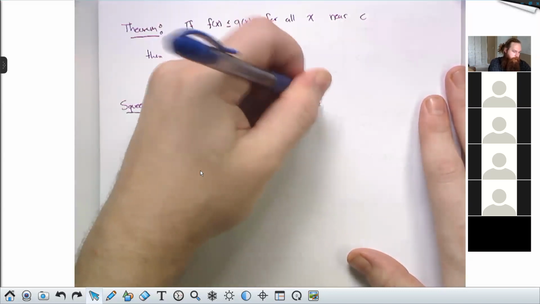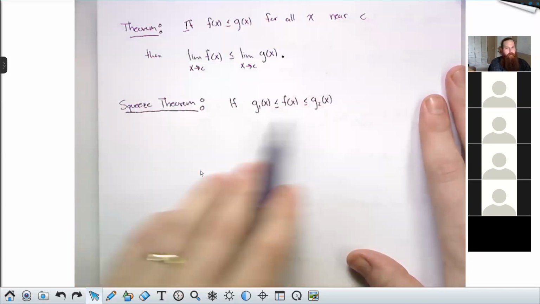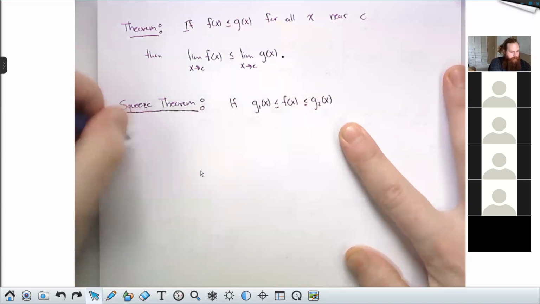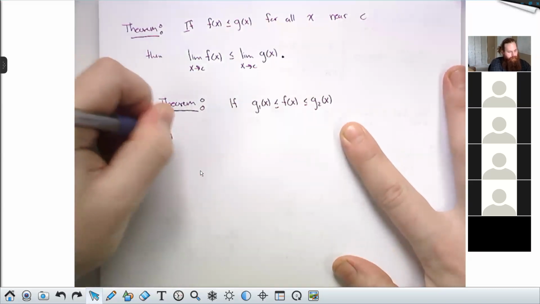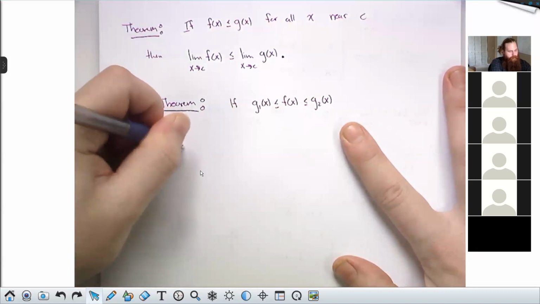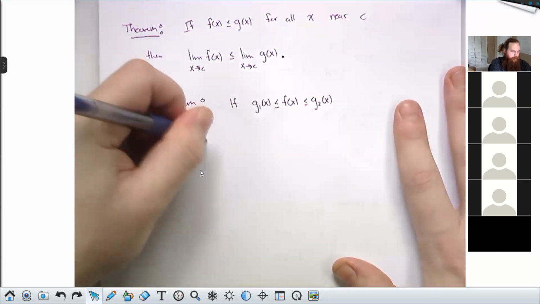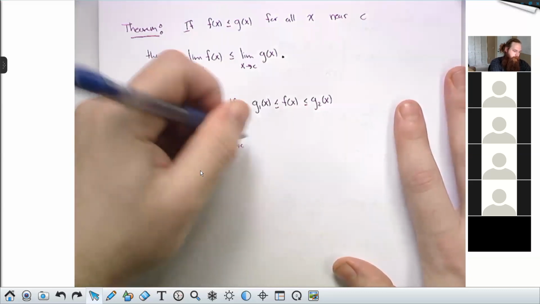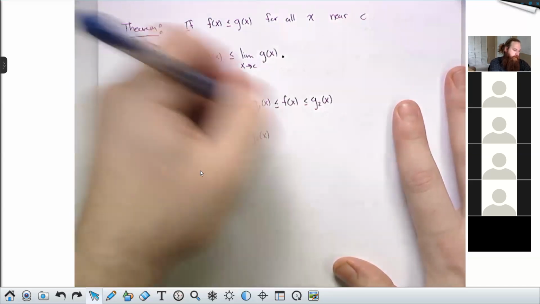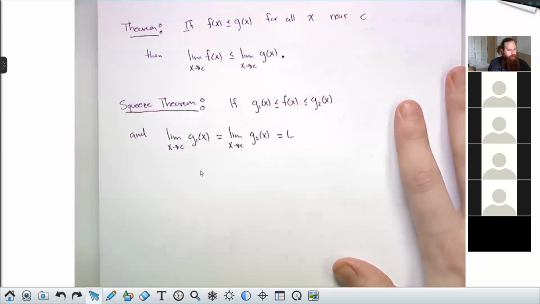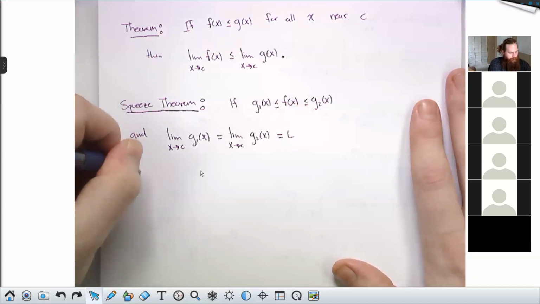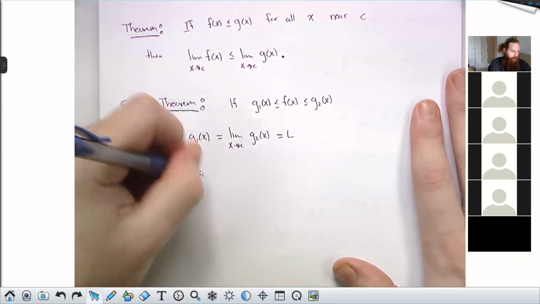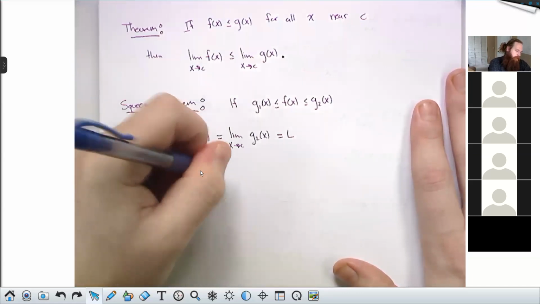So, I'll write it like this: if G1 is less than or equal to F is less than or equal to G2, so you've got 3 functions, your guy is in the middle of these 2 policemen, and the limits of the outer functions are equal to each other, say they're both equal to L, then the limit of the middle function must also be L.